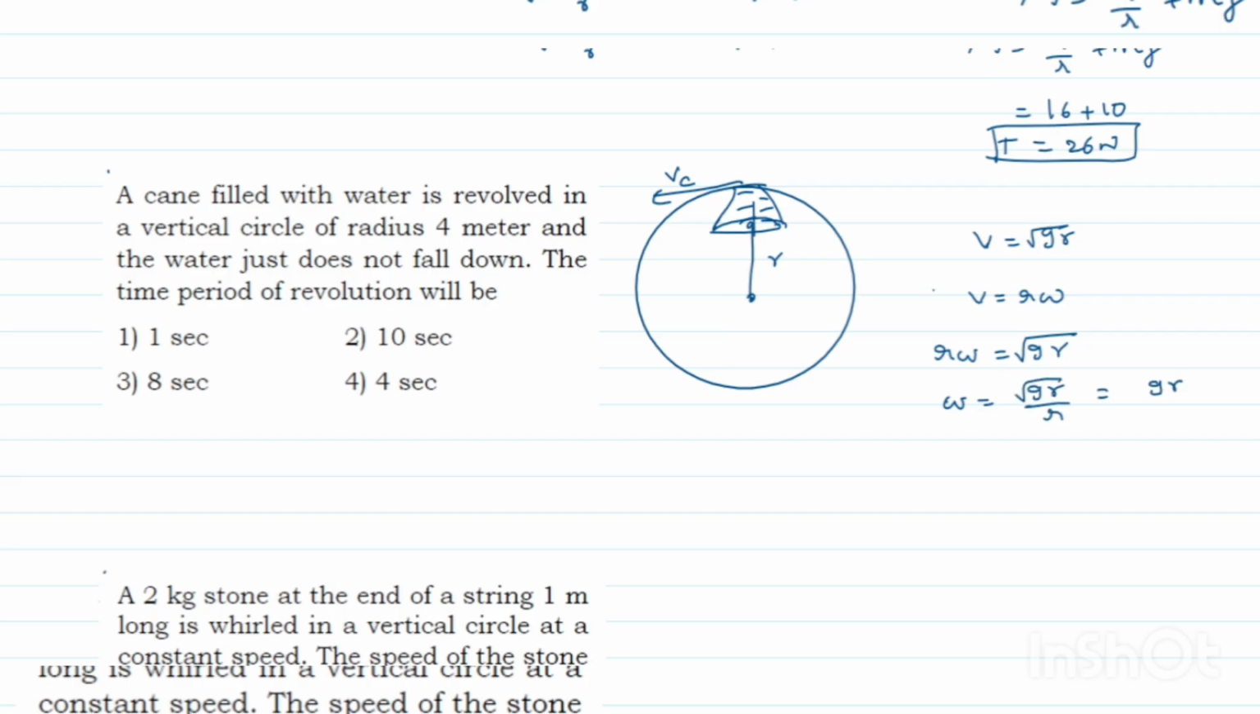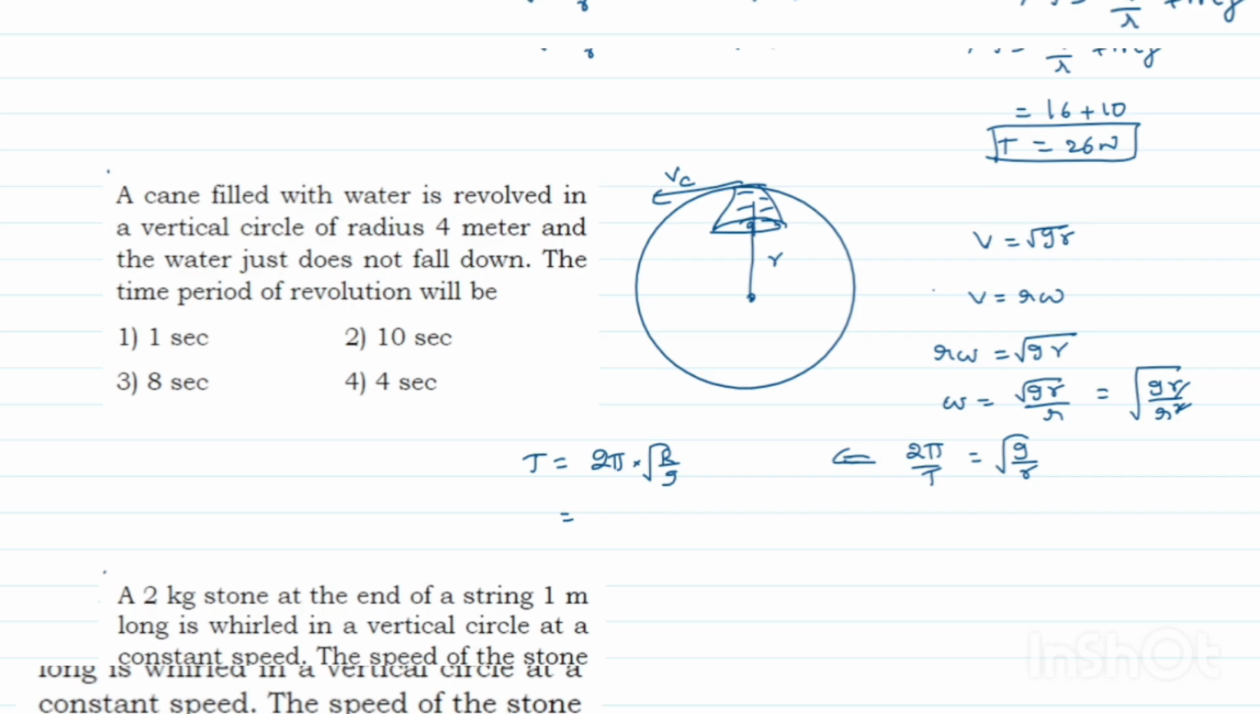You just bring inside the root, so here it becomes r square, one r gets cancelled. So omega you can take as 2 pi by T, which is nothing but root over g by r. With this you have to simplify the time period, which is nothing but 2 pi into root over r by g.